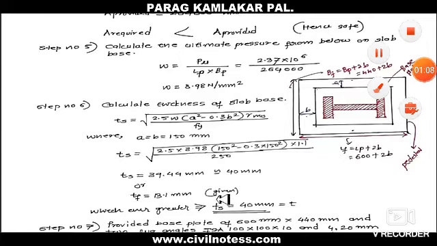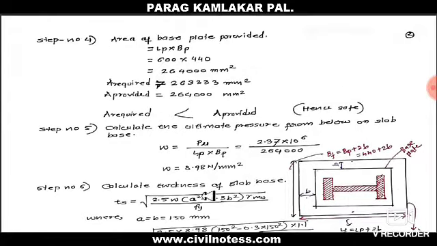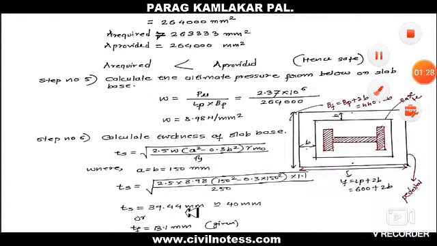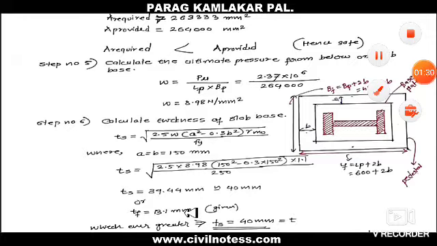Now you can see we have completed the design of the slab base. The output of the slab base design is that we are going to provide 600 by 450 mm dimensions, width and length, and the thickness of the slab base is 40 mm, right? So this is what exactly the slab base design is.